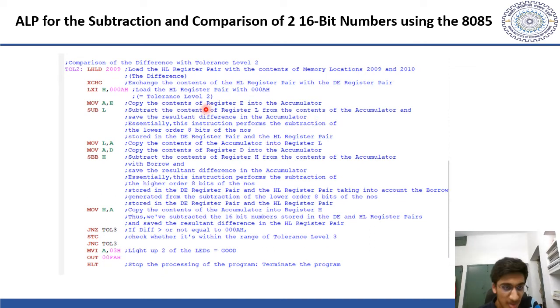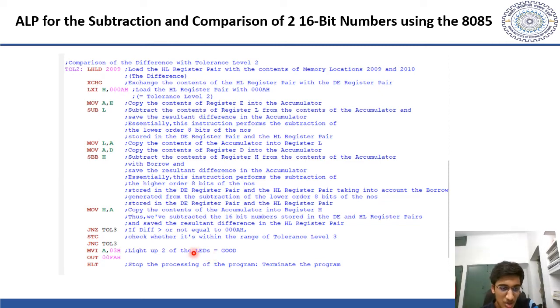In tolerance level 2, the same procedure will essentially be involved. Only the case is that tolerance level 2 is now a bit higher than the first tolerance level. That is, it is now going to be 000AH. And once we find that the resultant difference between the correct enunciation of the word and the enunciation of that particular word as done by the person suffering from the speech disorder is more or less the same, then in that particular case we are going to light up only 2 of the LEDs, because this indicates a good performance as regards the speech of that particular person.